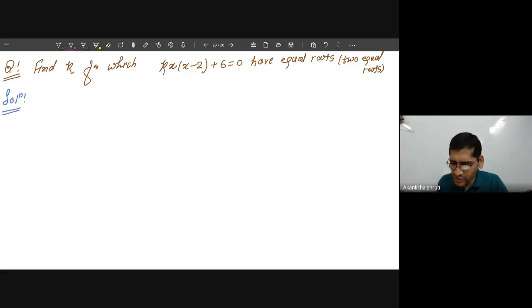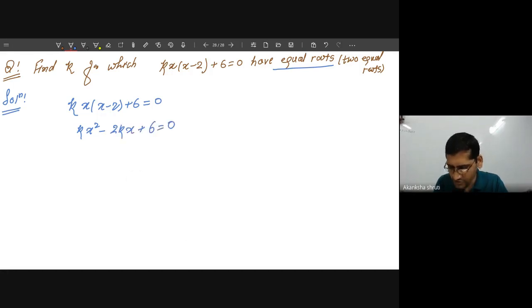Student, you have to observe it carefully. What is given? A very important thing is you have to apply the condition for equal roots, but for equal roots the equation should be in standard form so that d equals to 0 can be equated. The given equation is kx(x minus 2) plus 6 is equal to 0. So first you have to simplify this. Here simplification is also possible. So the distributive rule can be applied here. It will get converted into kx square minus 2kx plus 6 is equal to 0.